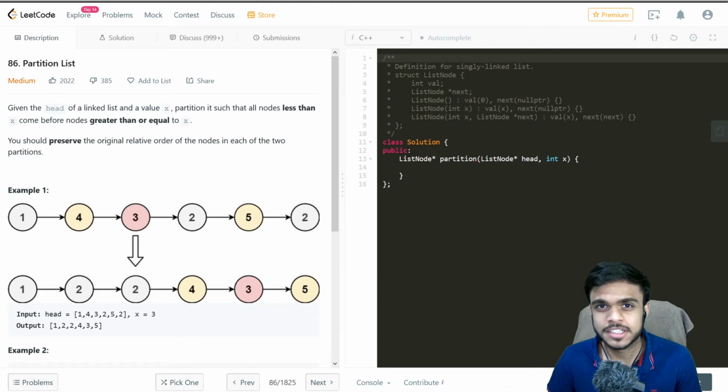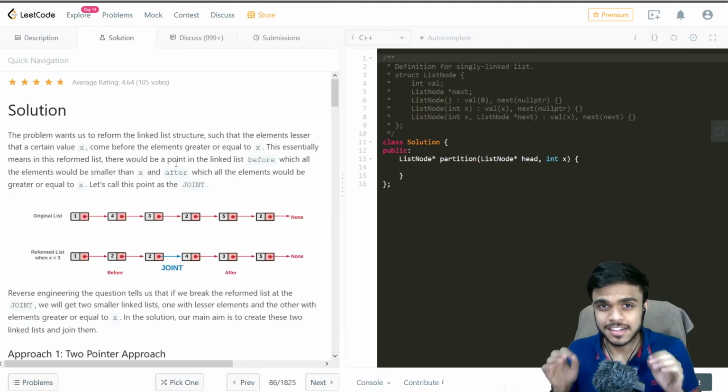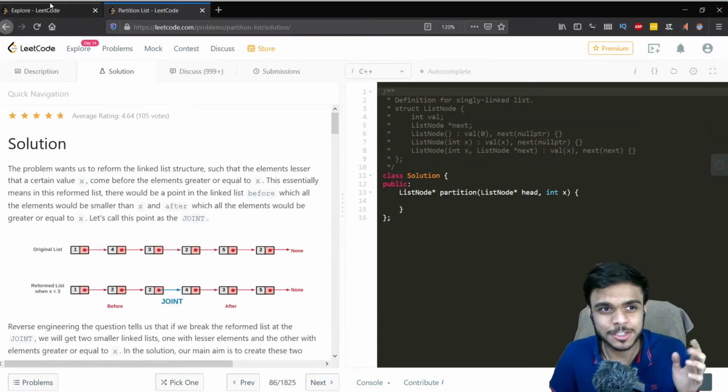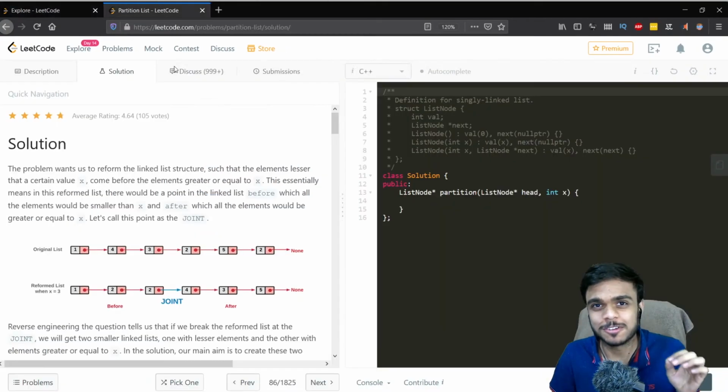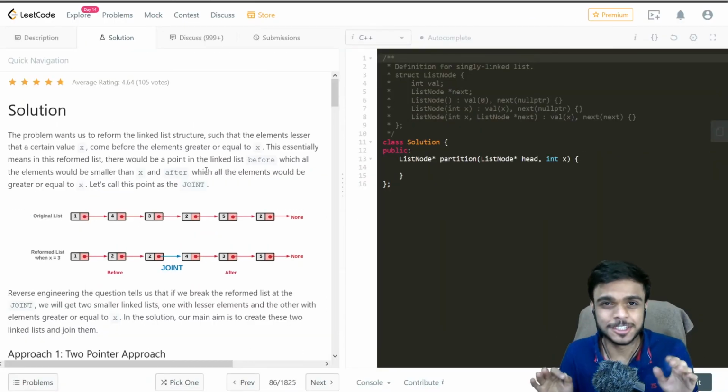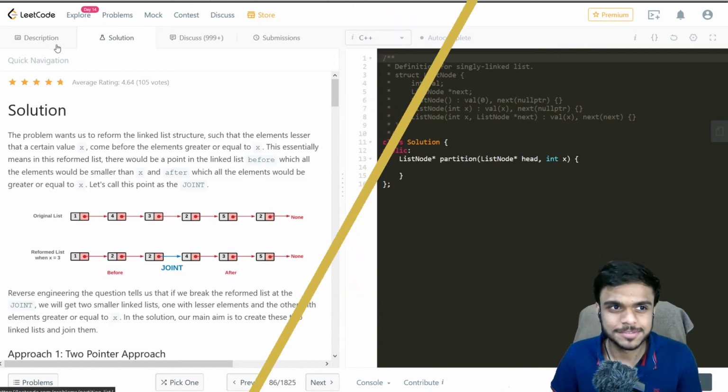Before starting to implement the code, I also wanted to tell you that the solution that is present here is really very concise and very to the point. If you are following the series, the problem that we solved just 2 days before, Beautiful Arrangement 2, had a solution that was really very difficult to understand. I myself had to read it multiple times just to understand what they were saying. So I think you should read this solution. This is much better and very easy to understand. So now let's start the coding.